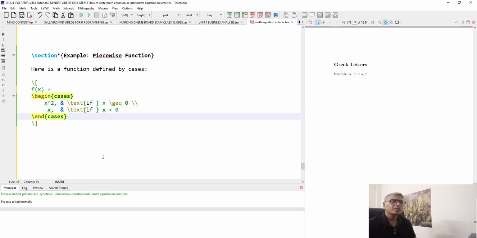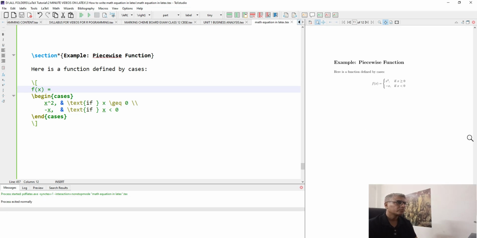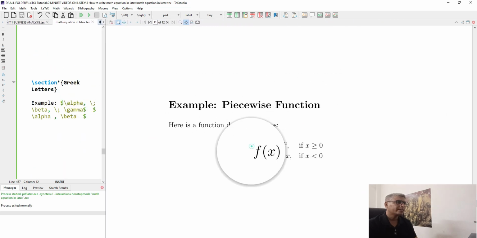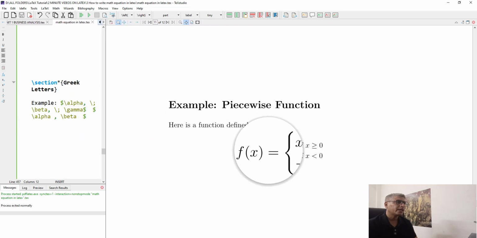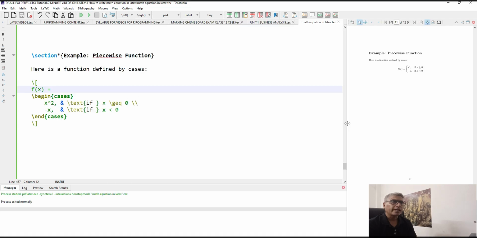So let's see what is the result here while we are writing our piecewise functions. So here we can see how beautifully it has rendered this particular equation and how beautifully it has written in our LaTeX code. So this is the beauty of LaTeX here.